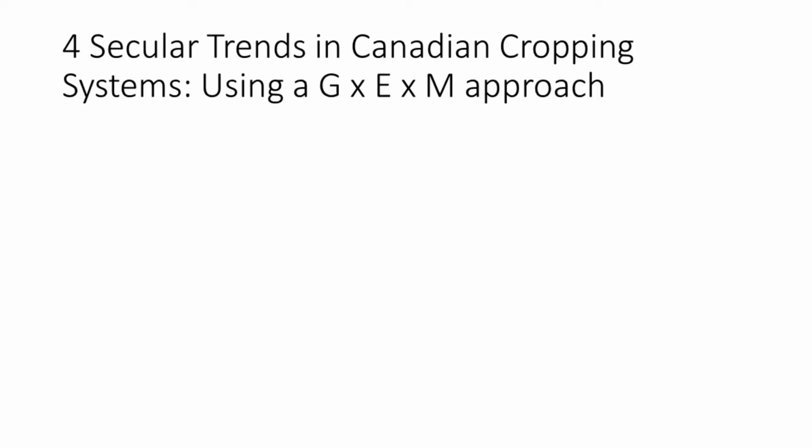So, in the next part of this lecture, I want to talk about four broad secular trends that are shaping Canadian cropping systems, using, of course, a G by E by M approach, which is what we're taking in this class. So, what do I mean by secular trends? I mean long term trends that are not cyclical, they're not seasonal, they're not flavor of the month, they're long term, consistent trends that are shaping Canadian cropping systems. Of course, from year to year, fluctuations in crop prices are going to affect cropping system diversity, for example. But these are major secular trends that have been going on for 40 years or more.